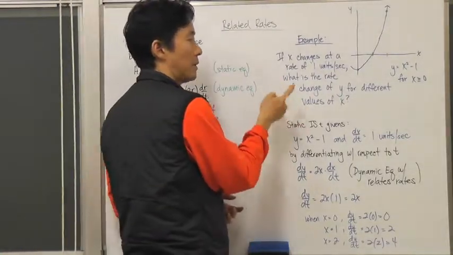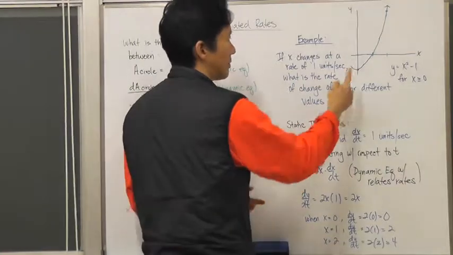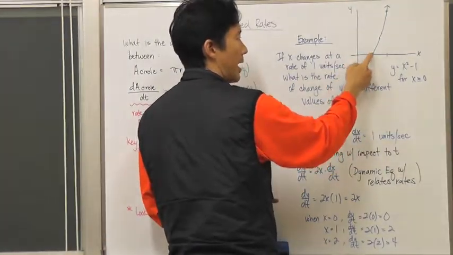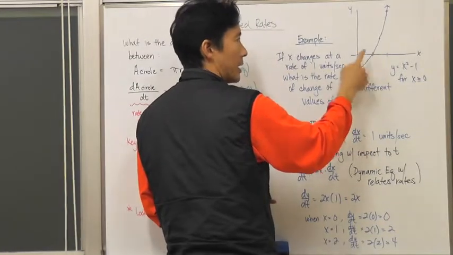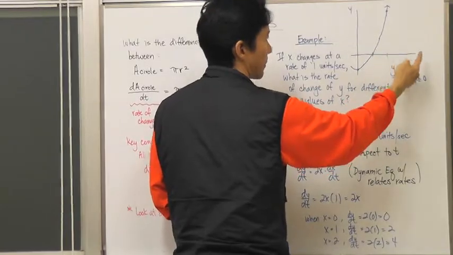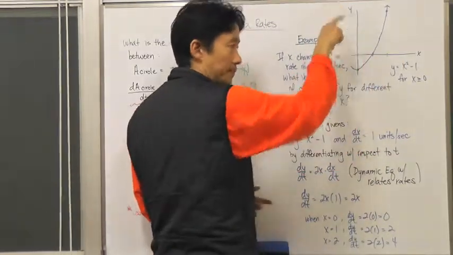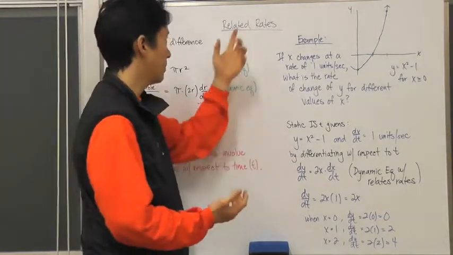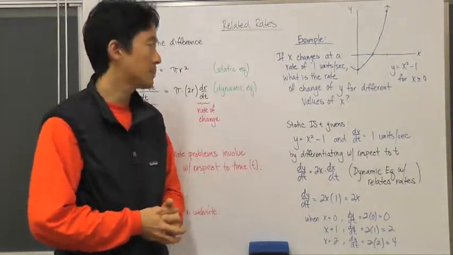What exactly is happening to the y value? In other words, if I go one value over here, at that point, how quickly is the y value changing? We know that x is going to be changing at a constant rate. How quickly is y changing? And that's what we can do using calculus and using the dynamic equation.